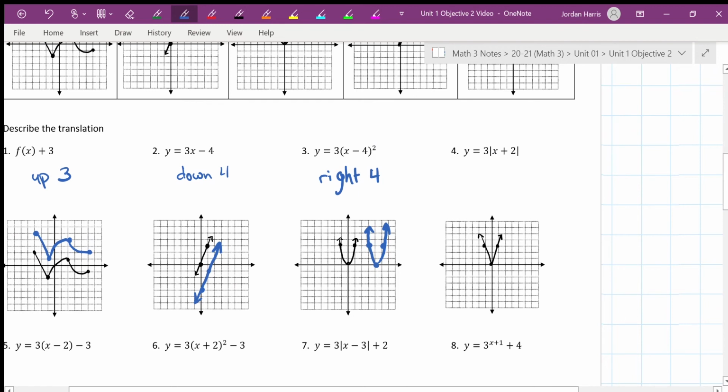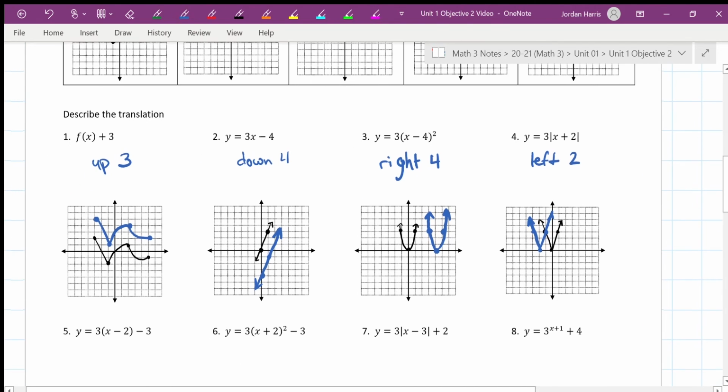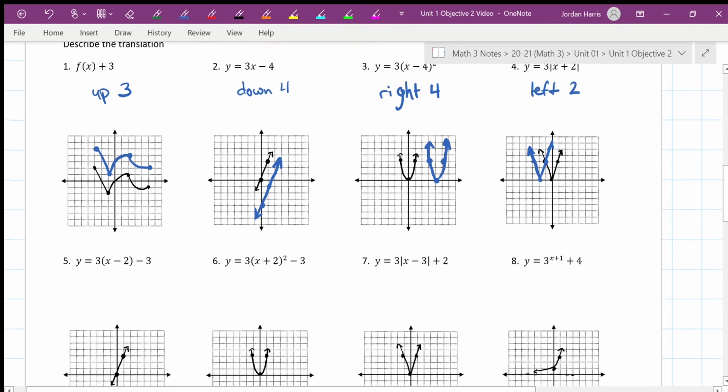that is, we took the function, and it's not parentheses, but you can kind of think of absolute values as the same idea as parentheses. It's only affecting the x, so it's a plus 2. That is a left 2 shift. So we take each point, 1, 2, 1, 2, 1, 2, and then keep the same shape. Okay, so the blue one is technically the graph, right?